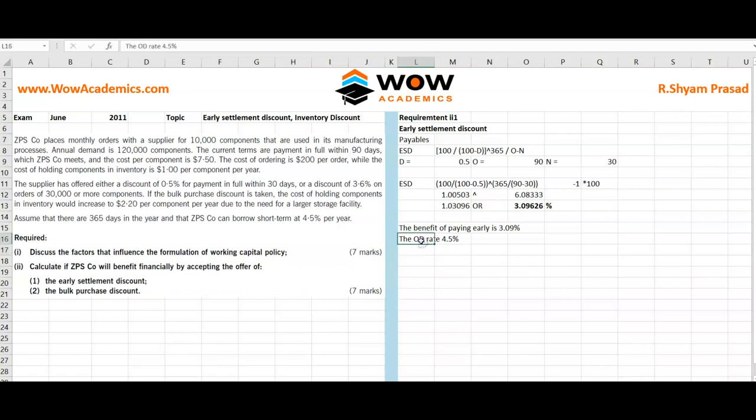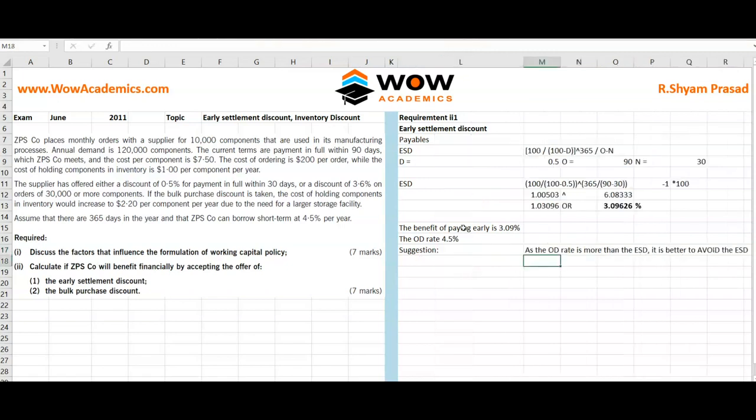So if you borrow at overdraft and pay the supplier, you will get only about 3% as the benefit. So will you do it? The answer is no. The suggestion will be, as the overdraft rate is more than the ESD, it is better to avoid the ESD. So that's what the suggestion is.